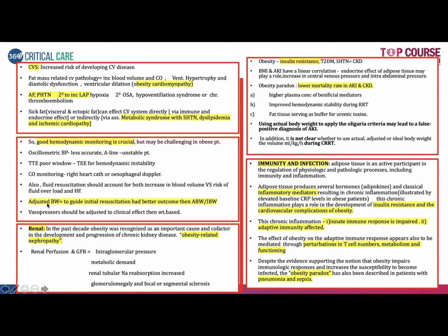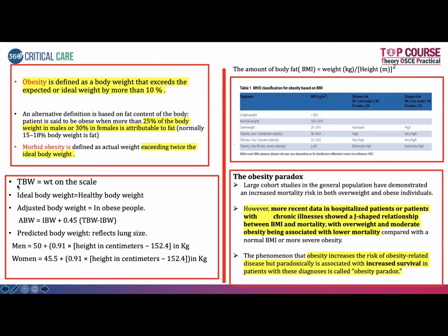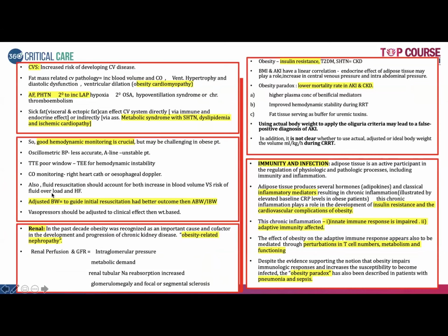So, adjusted body weight. Your fluid resuscitation should be done based on your adjusted body weight. We already saw what adjusted body weight is. It is nothing but ideal body weight plus 0.45 times total body weight minus your ideal body weight. You can do your fluid resuscitation based on that, which had better outcomes compared to actual body weight and ideal body weight. Vasopressors should be titrated to clinical effect.